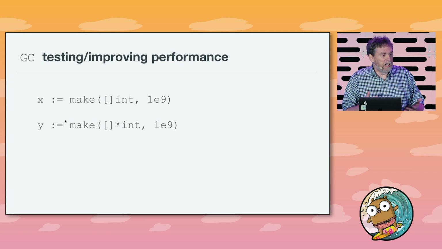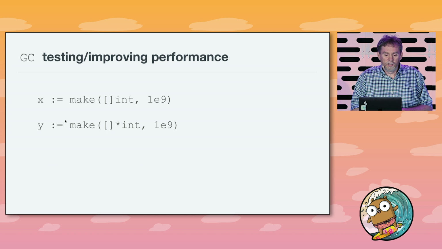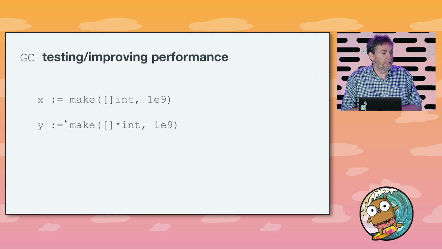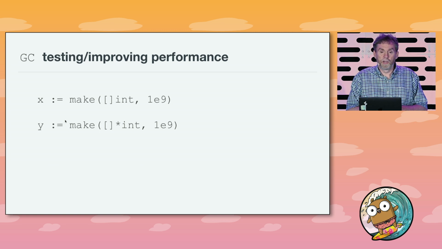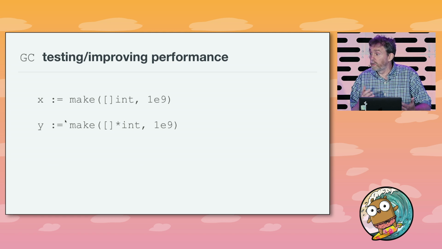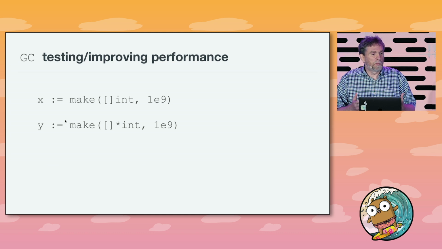So here's why, and it's used in several different places in interesting ways. Suppose I make a slice of integers. It's quite a large slice. And I compare that to what happens when I make a slice of pointers to ints. It turns out the garbage collector behaves quite differently. It doesn't perform as well when it's dealing with pointers, because what it has to do when it's dealing with pointers is different than what it has to do when it's doing things with mere slices of integers.